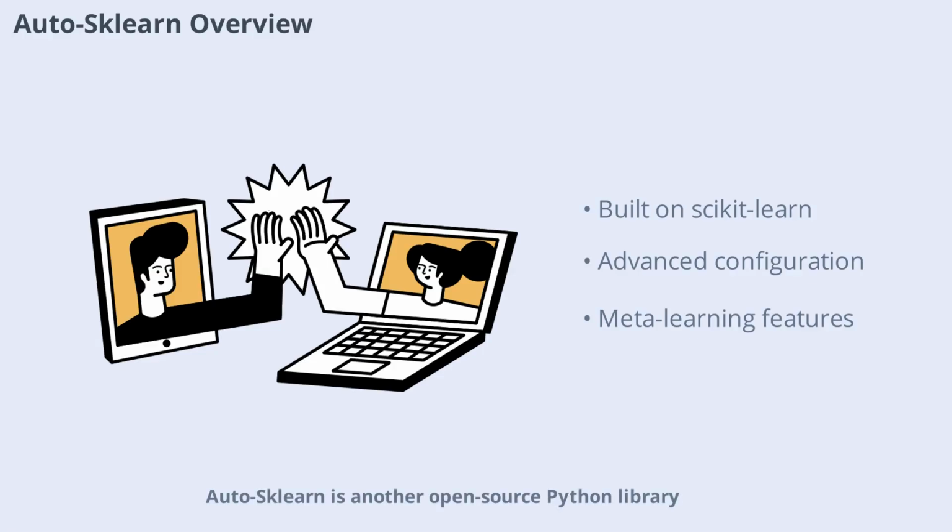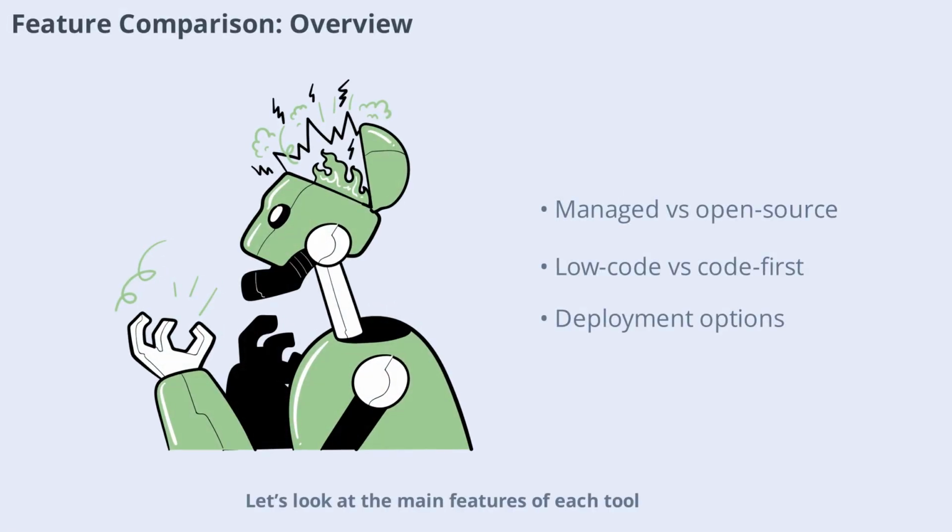Auto-sklearn is another open-source Python library, but it's built specifically for users who are already familiar with scikit-learn. It automates model selection, configuration, and ensembling, and includes advanced features like successive halving and meta-learning. Auto-sklearn is ideal for those who want more control over their AutoML process and are comfortable working within the scikit-learn ecosystem.